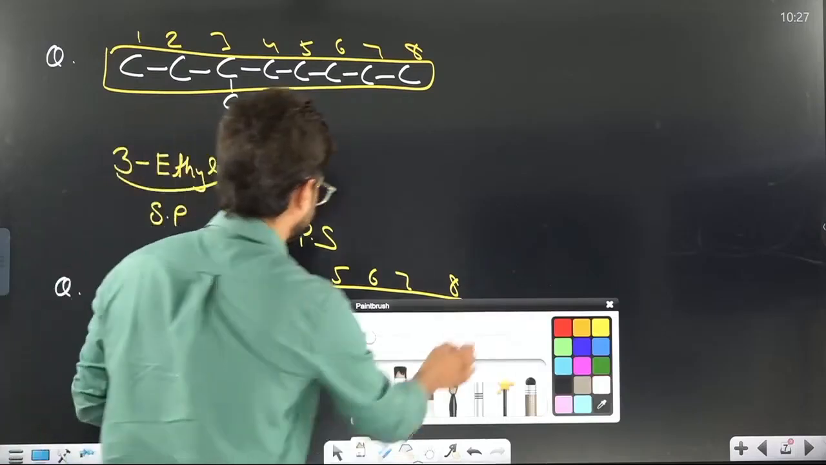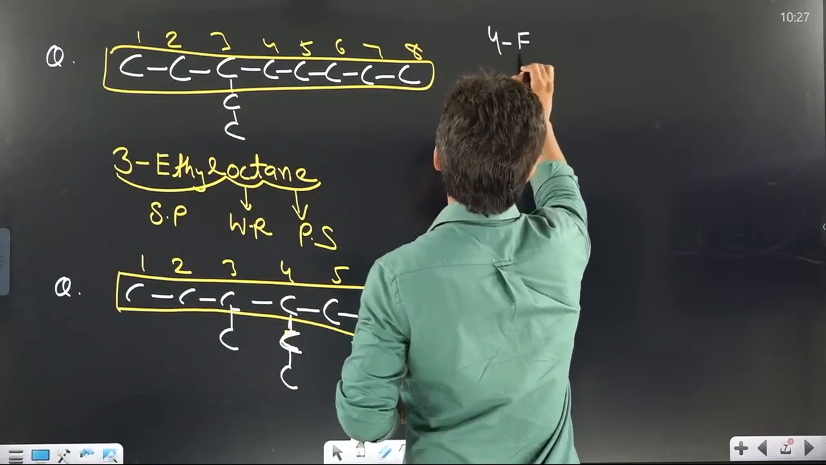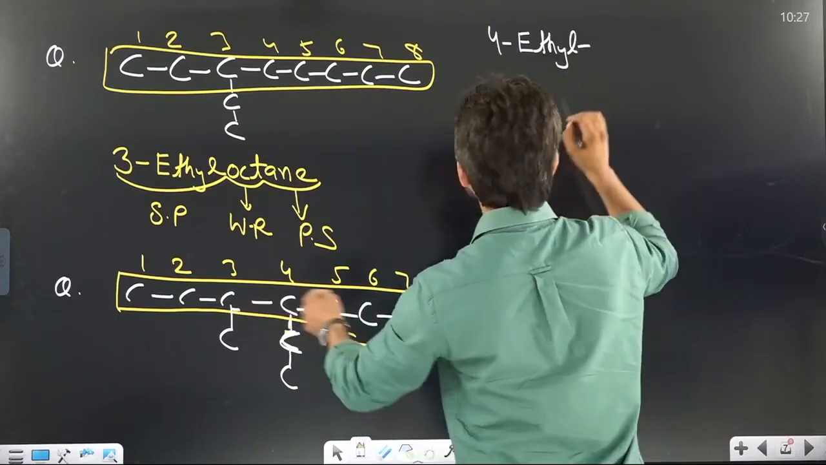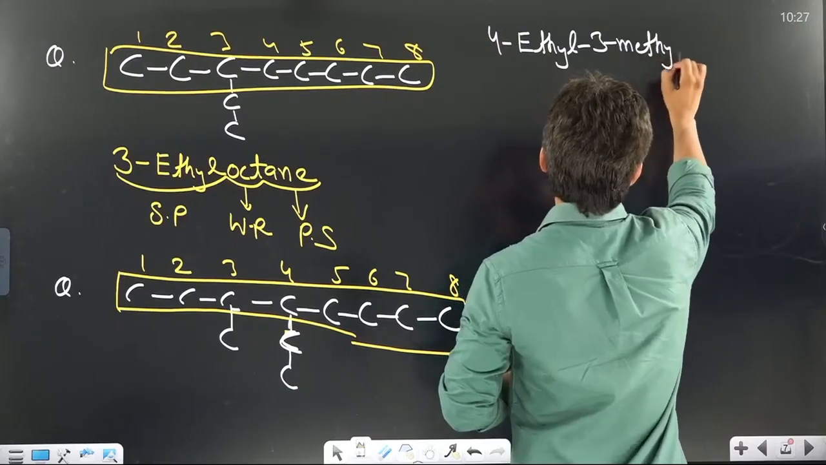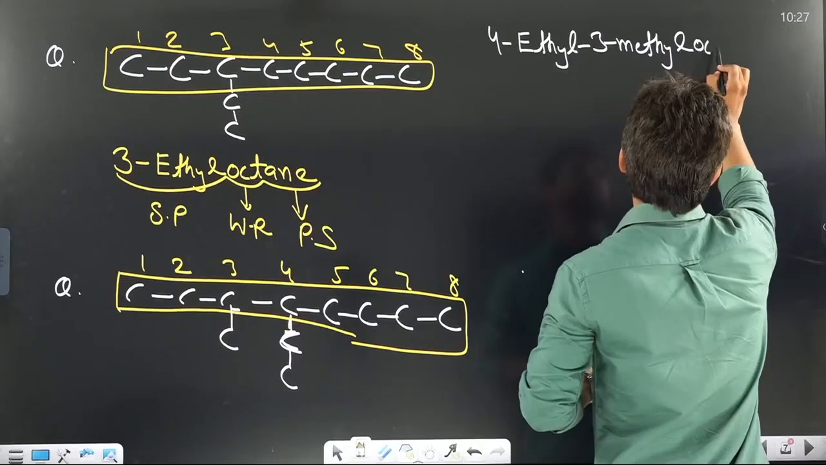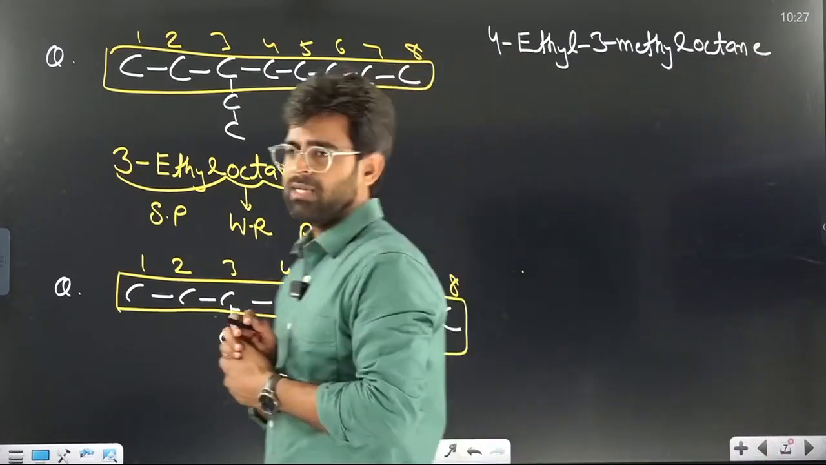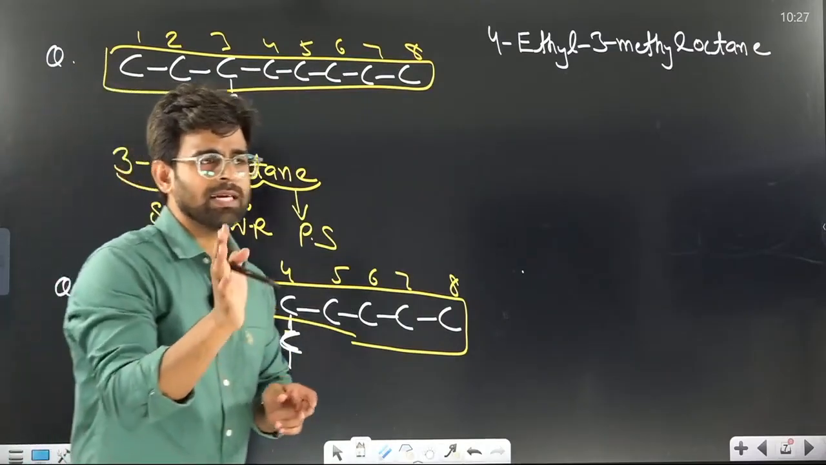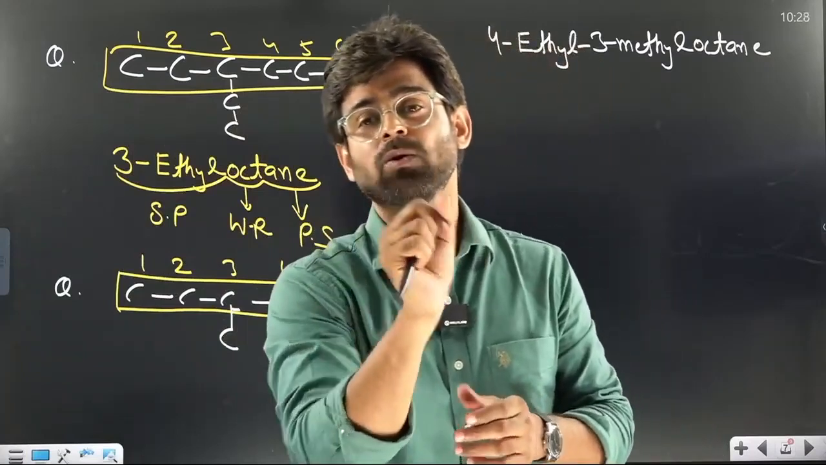What is the name for this? Tell me first of all. I will say 4-ethyl, 3-methyl. How many carbons now? Octane. Very good. 4-ethyl, 3-methyl, octane. When there are 2 substituents, you have to write them in alphabetical order.